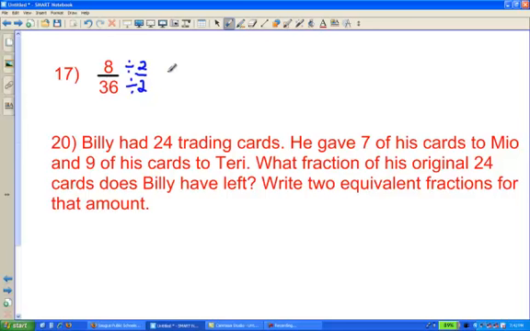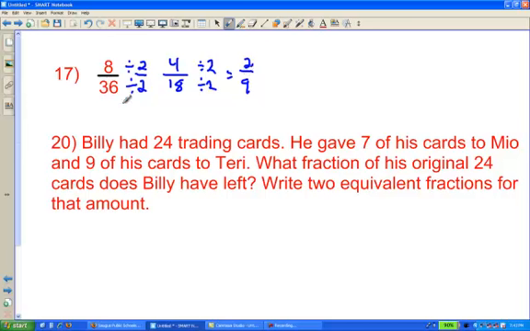So 8 divided by 2 is 4. 36 divided by 2, you might have to do that one out, but it's going to equal 18. And then you got to ask yourself, is this in simplest form? Is 4 and 18, are they even? They are. So I can, again, divide them both by 2. And of course, 4 divided by 2, that equals 2. 18 divided by 2, what number times 2 equals 18? That's going to be 9. So it'll be 2 ninths.